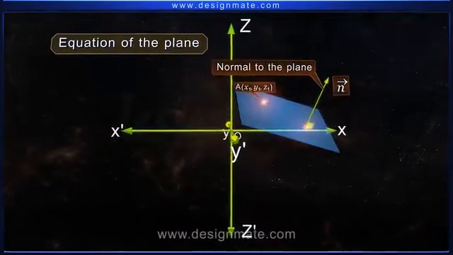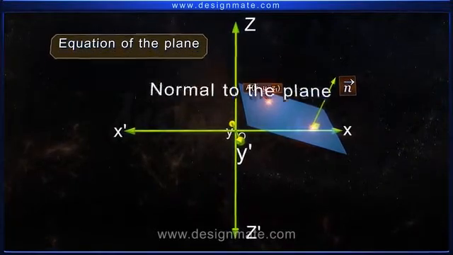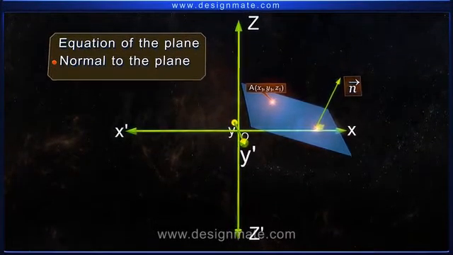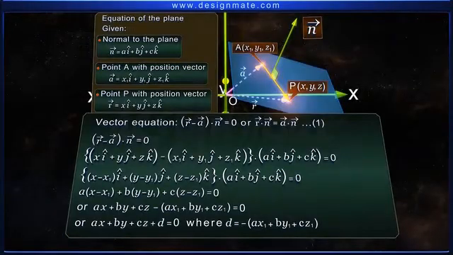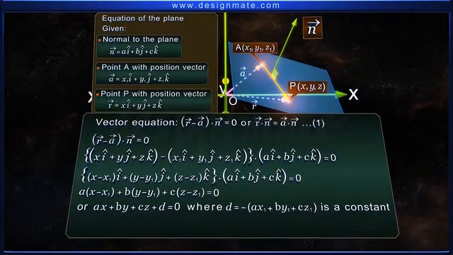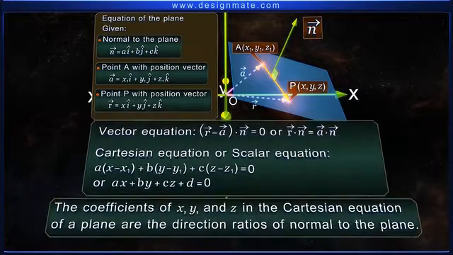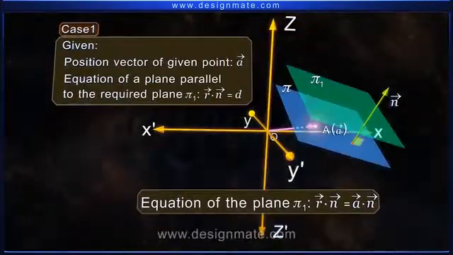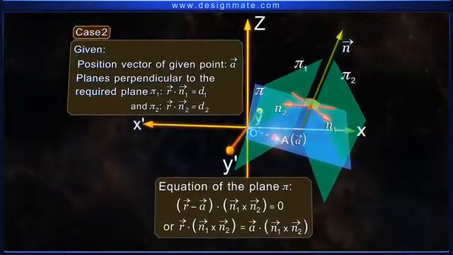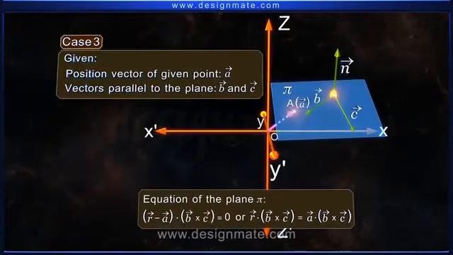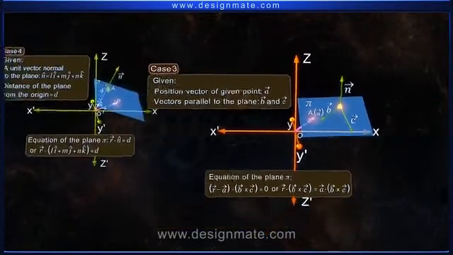To find the equation of a plane, we need to know the normal to the plane and a point lying in the plane. We've learned to find the vector and Cartesian equation of a plane given a point and its normal. Moreover, we can find the equation of the plane using the above method, finding the normal to the plane under different conditions.